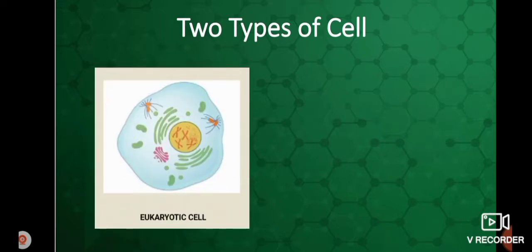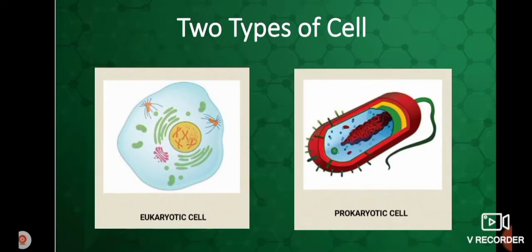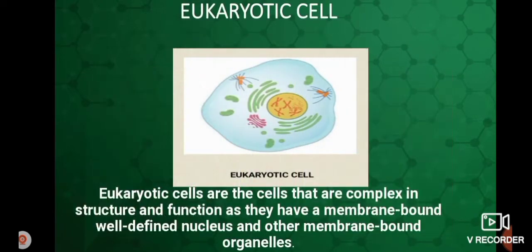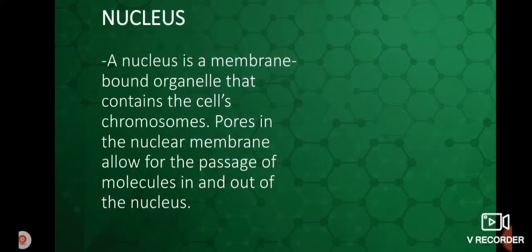So let's proceed to the main topic, which is the parts and functions of the cell. There are two types of cell, the eukaryotic cell and the prokaryotic cell. The first one is the eukaryotic cell. Eukaryotic cells are the cells that are complex in structure and function as they have a membrane-bound, well-defined nucleus and other membrane-bound organelles. First, I just want to say that the cell is like a school, and later on we will know the reason.